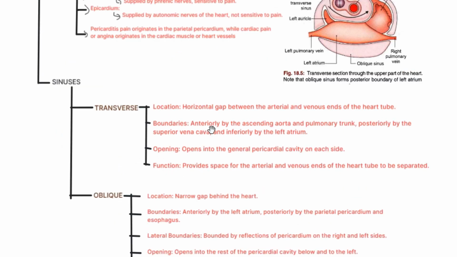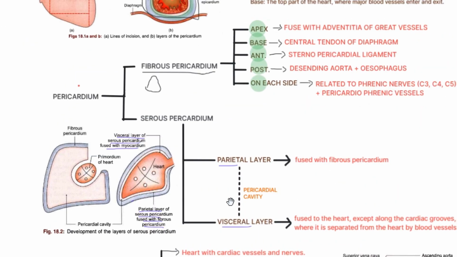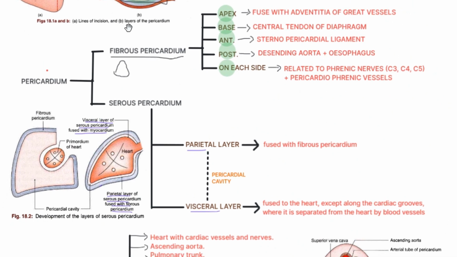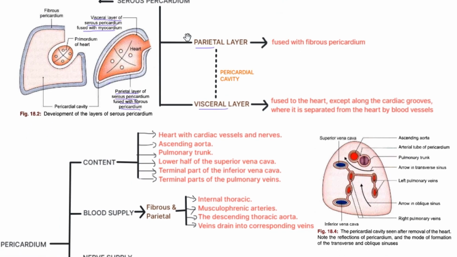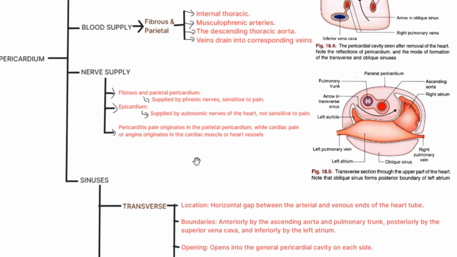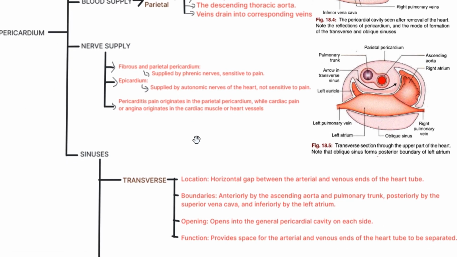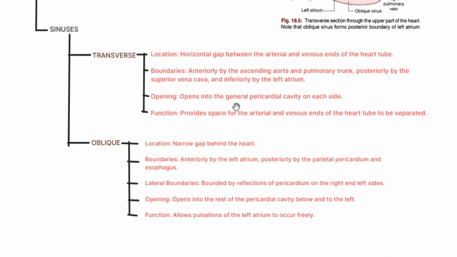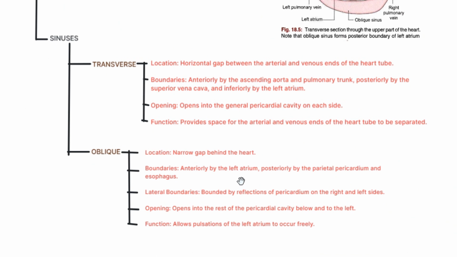So this is your pericardium. We discussed that the pericardium is divided into two layers: fibrous pericardium and serous pericardium. Serous pericardium has two further sub-layers, which are your parietal layer and visceral layer. Then we discussed the contents of the pericardium, the blood supply, and nerve supply, which are the nerves that are sensitive to pain, your phrenic nerves, and not sensitive to pain, your autonomic nerves. And then we discussed the sinuses, which are your transverse and oblique sinuses.